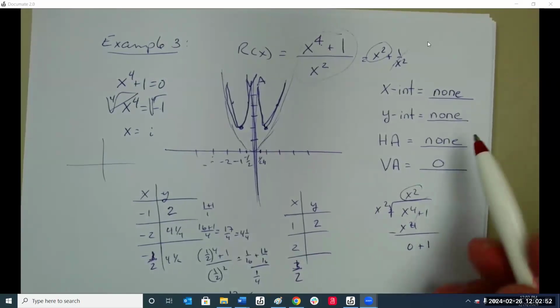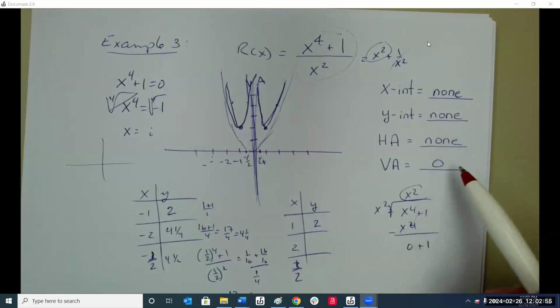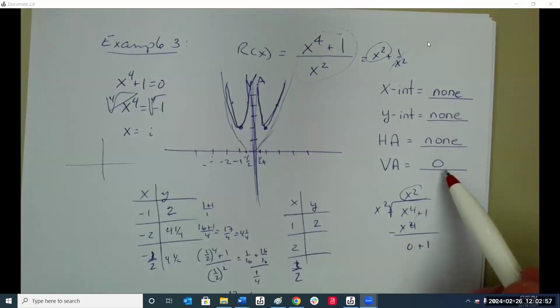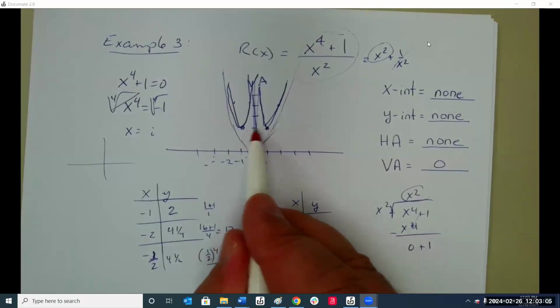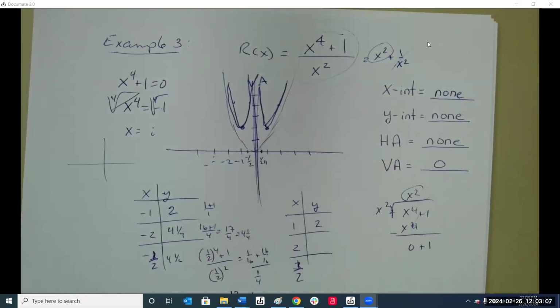We had no intercepts, no horizontal asymptote. We simply had a vertical asymptote. No intercepts, so we just plot some points. At -1 and 1, those were the lowest. Everything else after that went higher and higher and higher, and it had to go up in a parabolic type shape.